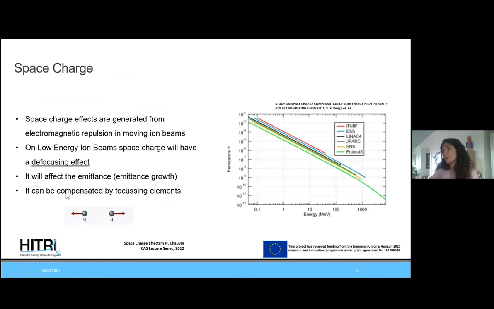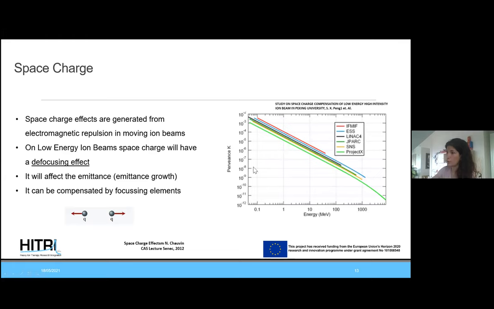And another nasty problem for ion sources, one thing to take into account, is space charge. What you extract from the source will have different charge states, but you will have many particles with the same charge, and they will repel each other. So when they move, they will generate a repulsion force, and this will defocus your beam. This is of course not very good, especially because this is very important at low energy.